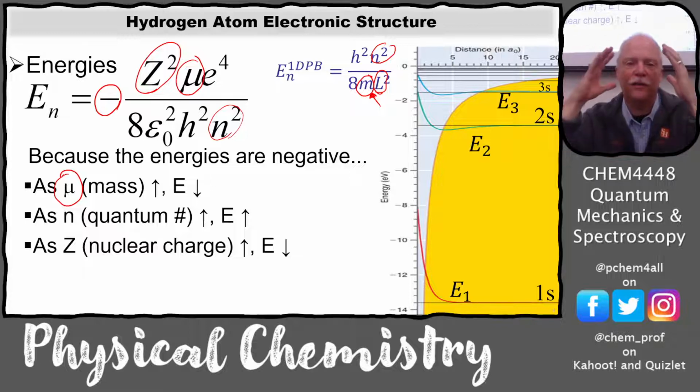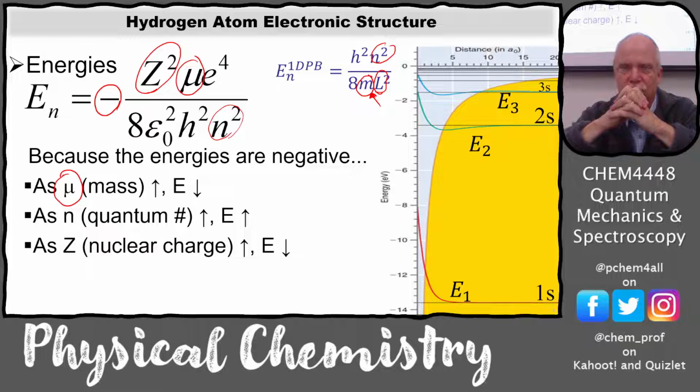So all of the kinds of mental intuitions that we have from the particle in a 1D box still match what we see in a really complicated system, a three-dimensional atomic system. So you can just rely on that. If the mass goes up in your system, you've got a molecule and now you've got a bigger molecule, your energies are going to go down. Okay, and your energy differences are going to go down.